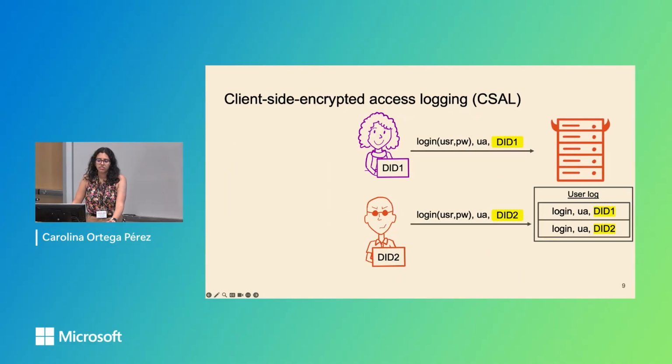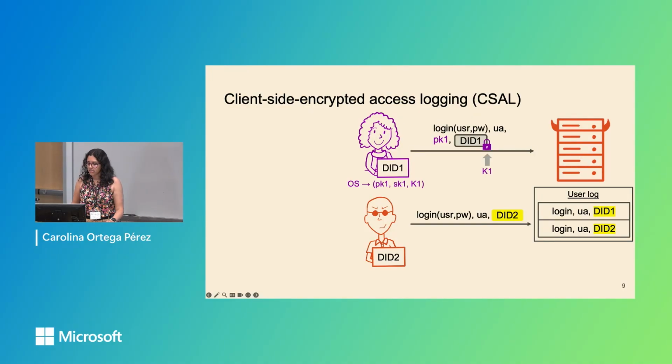So back to where we left off. Users now have some keys that are created in the operating system. So there is a public-private key pair and a symmetric key K1. During logging, they're going to send logging information, the user agent as before, but also the public key, PK1, and we'll use the symmetric key to encrypt the device identifier and send that ciphertext. The server now stores the ciphertext of the device ID and also stores this public key.